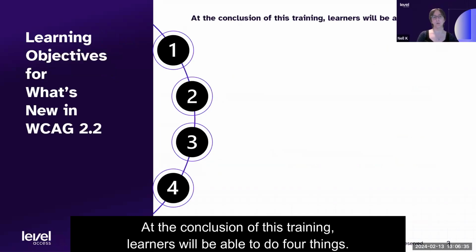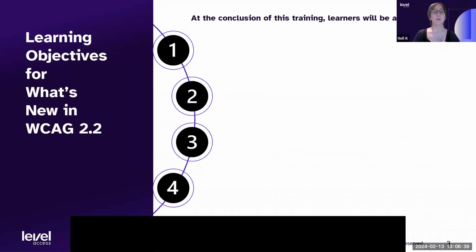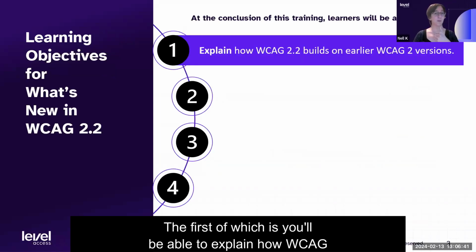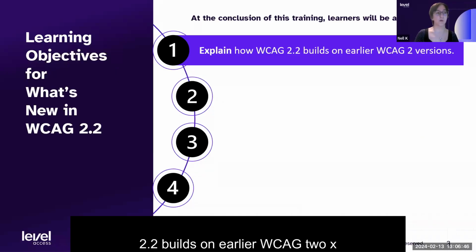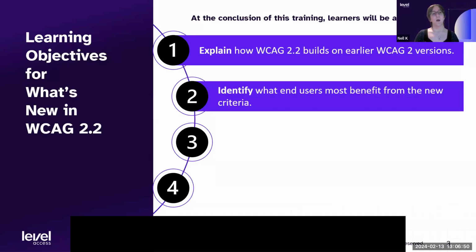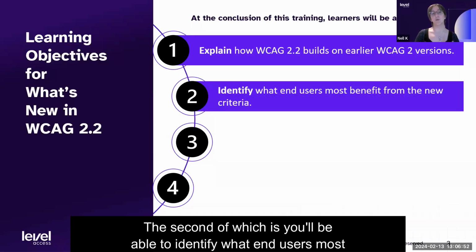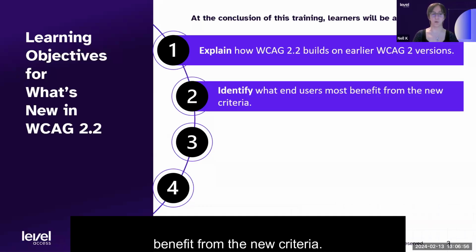So at the conclusion of this training, learners will be able to do 4 things. The first of which is you will be able to explain how WCAG 2.2 builds on earlier WCAG 2.x versions. The second of which is you will be able to identify what end users most benefit from the new criteria.